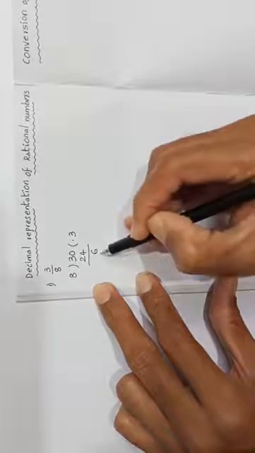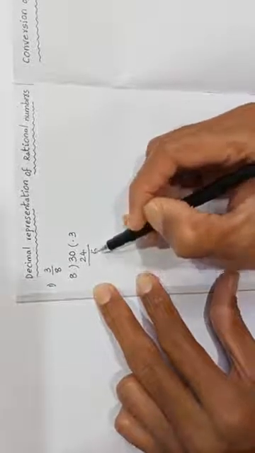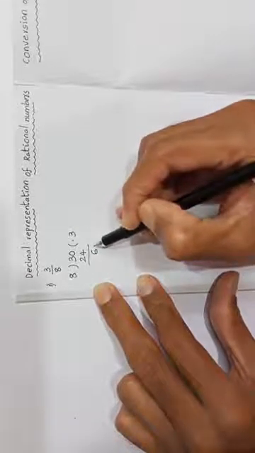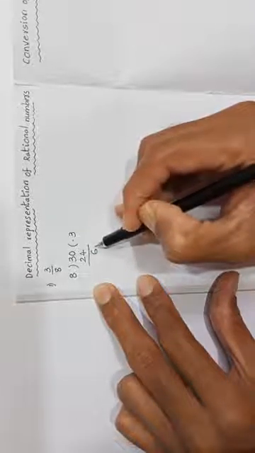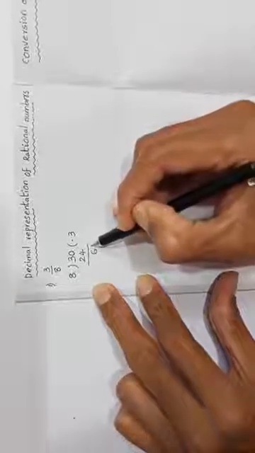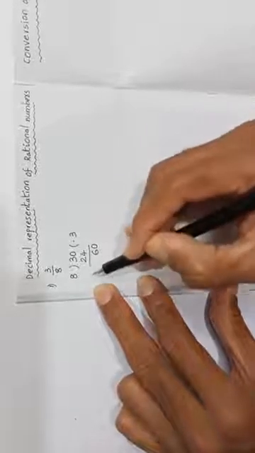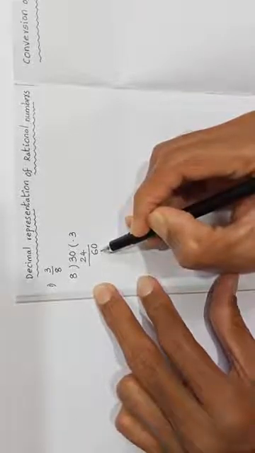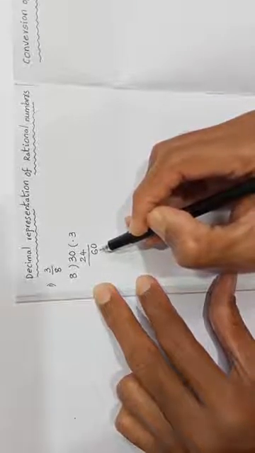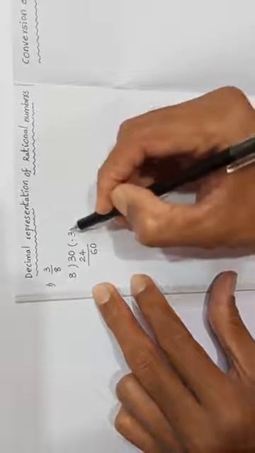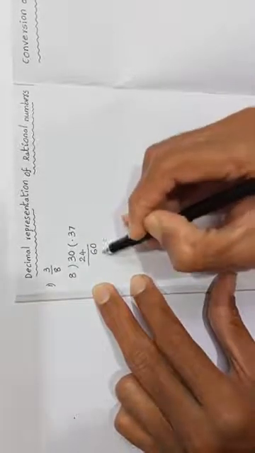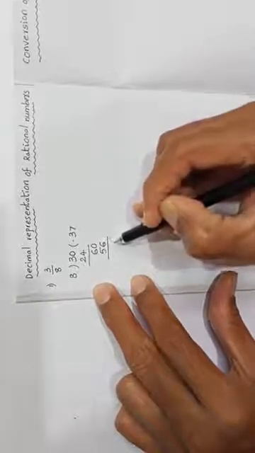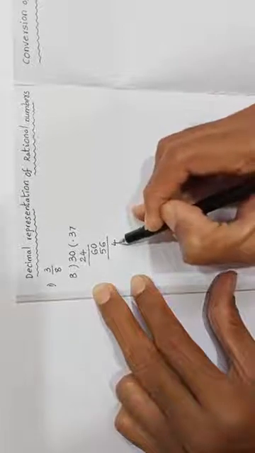Again, in the 8 table, 6 is not possible, so we take a 0. Once we put the decimal, we can take a 0 whenever we need. So 60. In the 8 table, 8 7s are 56, 8 8s are 64. 64 is exceeding, therefore we take 8 7s are 56. 60 minus 56, we get 4.